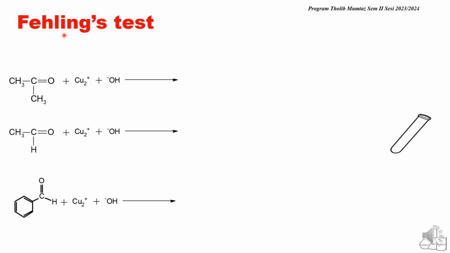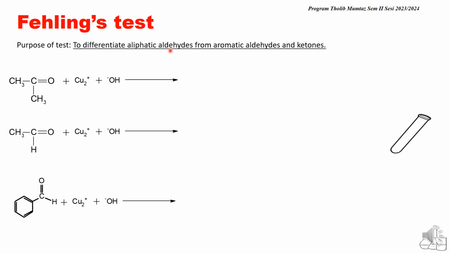The next test is called Fehling's test. The purpose of Fehling's test is to differentiate aliphatic aldehydes from aromatic aldehydes and ketones. This is different from the previous Tollens' test, which is used to differentiate aldehydes from ketones, so all aldehydes can be differentiated from all ketones. But for Fehling's test, only aliphatic aldehydes will have a positive result, while aromatic aldehydes as well as ketones will undergo a negative reaction. Fehling's reagent is Cu2+ in the presence of alkaline solution, OH-.